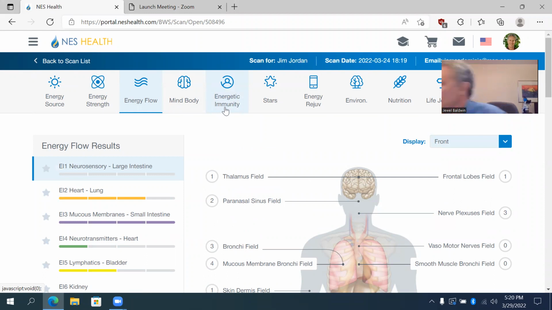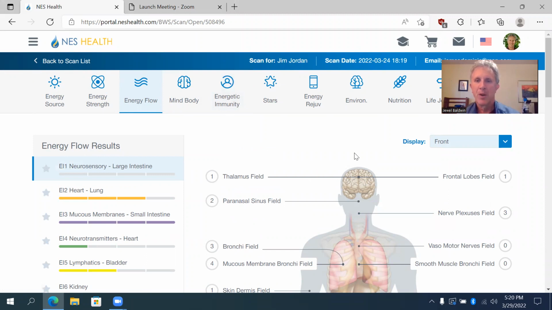So the scan, as you remember, is based on a little scanning device. Looks like a computer mouse that's plugged into your computer. You download the NES BioSync software that does the scanning, and you just open the software and hit scan with your hand on the scanner, and all this data is uploaded into your NES Health portal, which is your own private portal as a client that I have access to as your practitioner, and I can review the results.